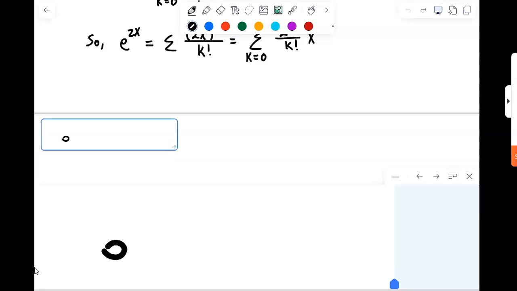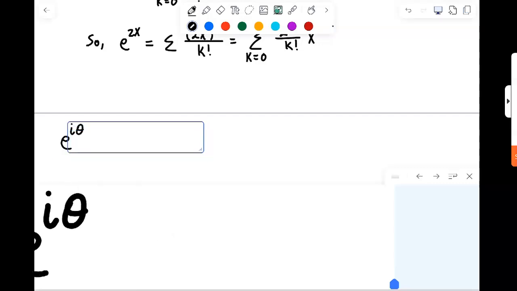for e to the i theta. Let's generate a series for e to the i theta. We're going to use the same idea. And something really interesting is going to happen. And we're going to end up with a result that is one of the most beautiful results in mathematics.